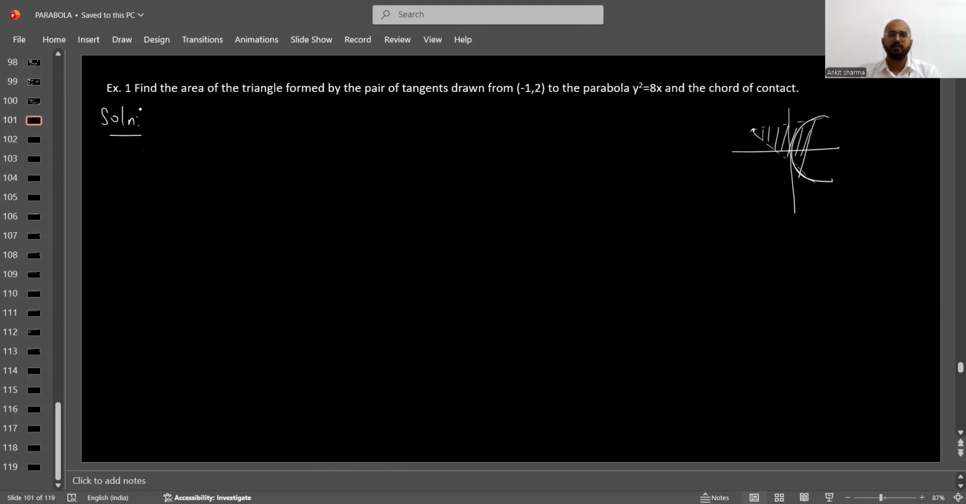So find the area of the triangle formed by the pair of tangents drawn from this point. So this point is (-1, 2). So that means the area of this triangle, okay, so this is R, P, and Q. So we know the area of triangle RPQ is equal to S1 to the power 3 over 2 upon 2A. We already have seen this area of the triangle. So we'll need to find out S1 basically.